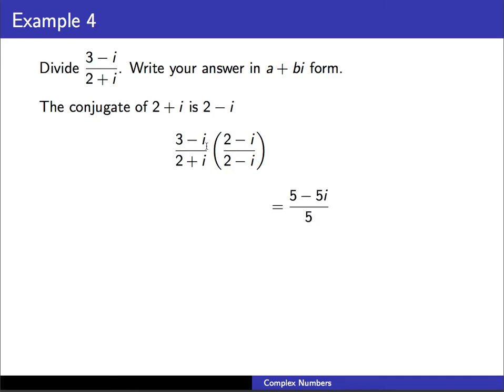So multiplying everything out, 3 minus i times 2 minus i, when you multiply it out, combine like terms, you get 5 minus 5i. In the denominator, 2 plus i times 2 minus i, when you multiply it out, combine your like terms, you're going to get 5. And then 5 minus 5i divided by 5, well, 5 over 5 is 1, -5i over 5 is minus i. So our answer to 3 minus i divided by 2 plus i is just 1 minus i.